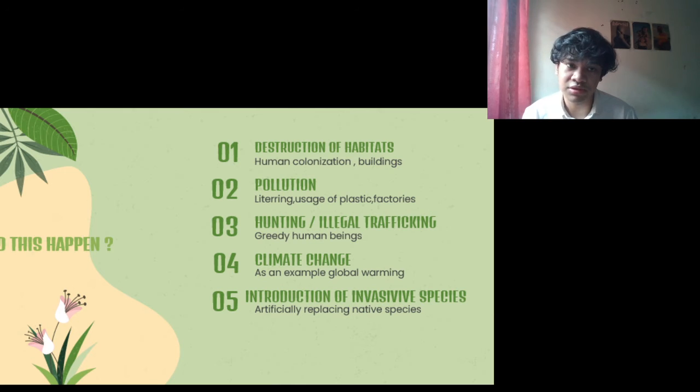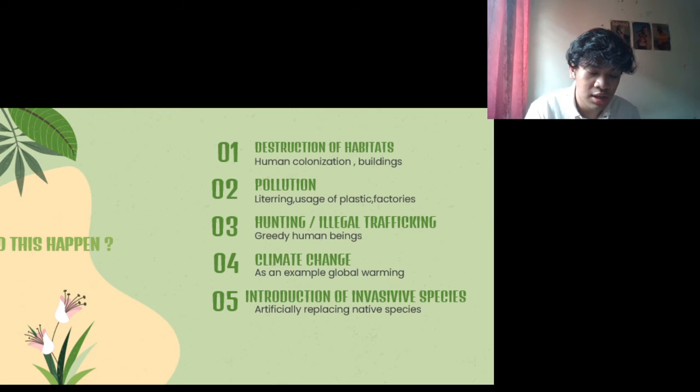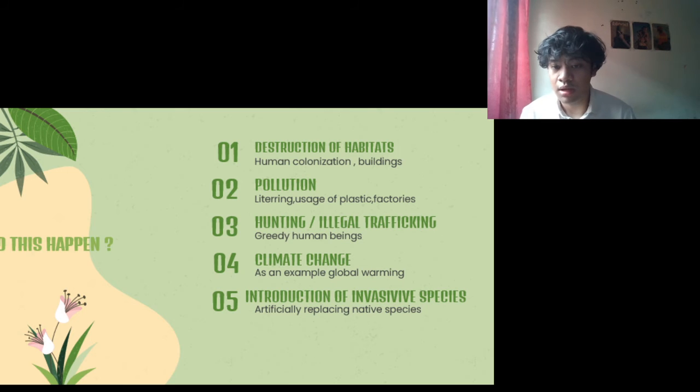And the third one is hunting or illegal trafficking, where some human beings or individuals take animals' lives for their greedy needs for money and such. And the fourth one is climate change, which is also part of human beings' mistake, because for example global warming is caused by us using too much technology in this world.